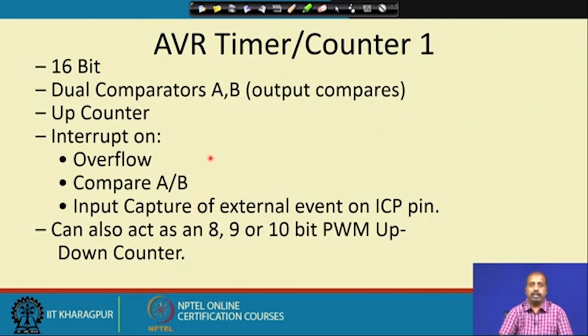Then we have got another timer, the AVR timer counter 1. This is a 16-bit timer. There are dual comparators, A and B, for output comparison, and it is an up counter. It provides an interrupt on overflow. It compares with A and B, and if the comparison matches, then also an interrupt will be generated. There is also an input capture of external events on the ICP pin. If there is some external value that you want to match, the external event can be taken through the ICP pin when it is working in counter mode.